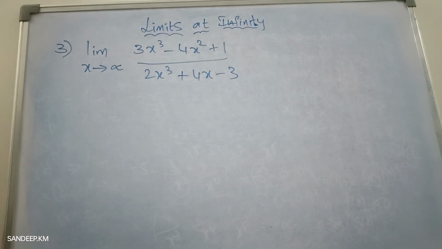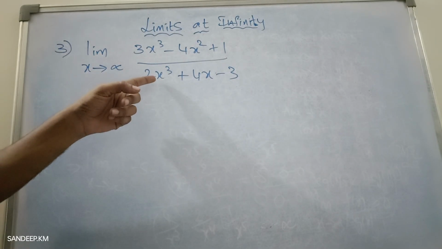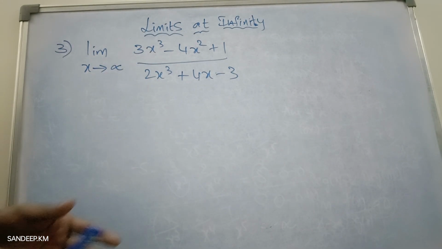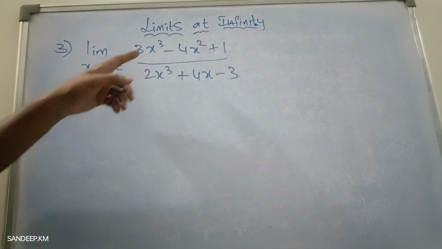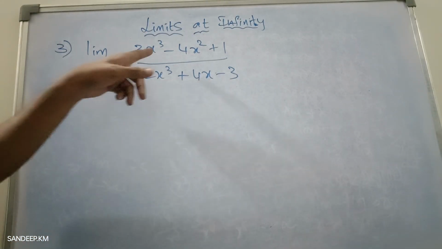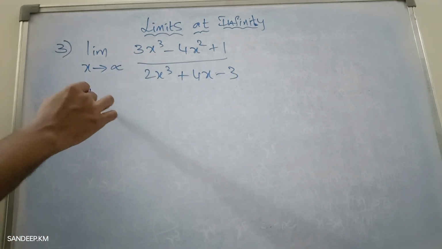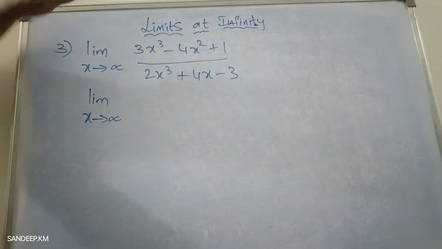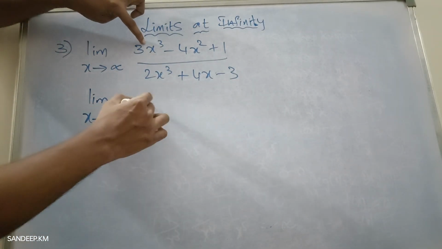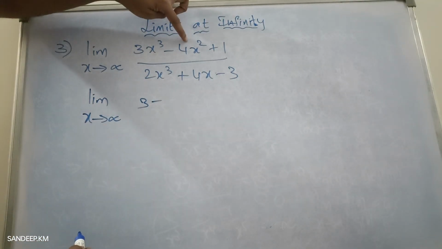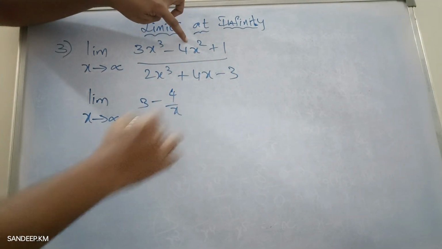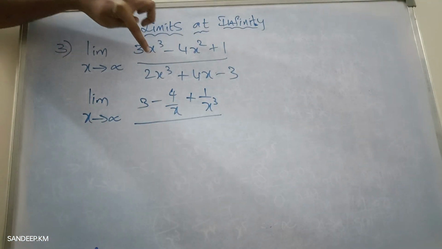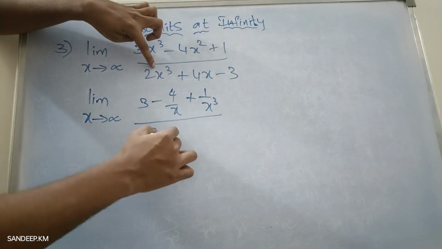So in our third question, the degree of the numerator is 3 and the degree of the denominator is 3. So the degree of the numerator and denominator are the same. Let us see what happens in this question if we go with the normal method. As usual, we will divide the numerator and denominator with the highest power of x, and the highest power of x is x cube. If I divide the numerator and denominator with x cube, I am writing this directly. I hope you will understand. 3x cube by x cube will be 3, minus 4x square by x cube will be 4 by x. Please think how. Plus 1 divided by x cube is 1 divided by x cube only. Next, 2x cube by x cube will be 2.